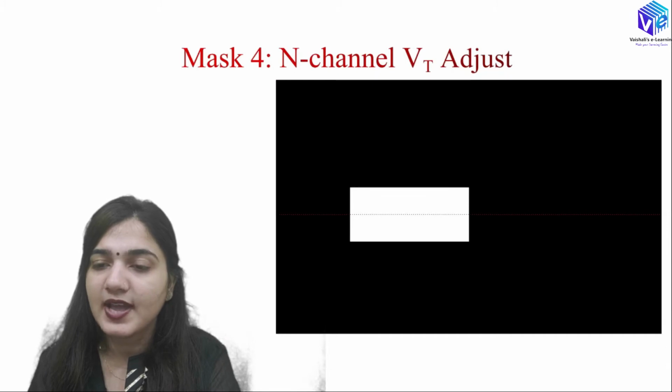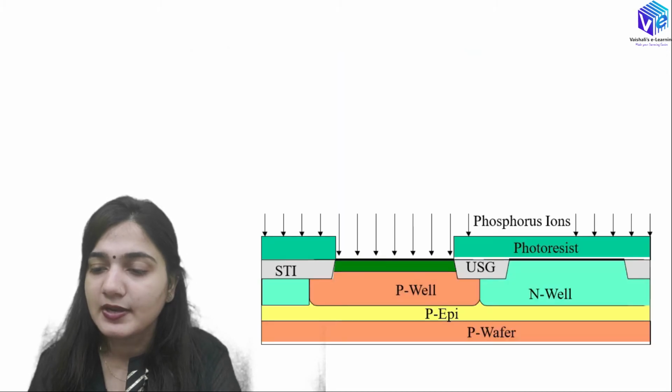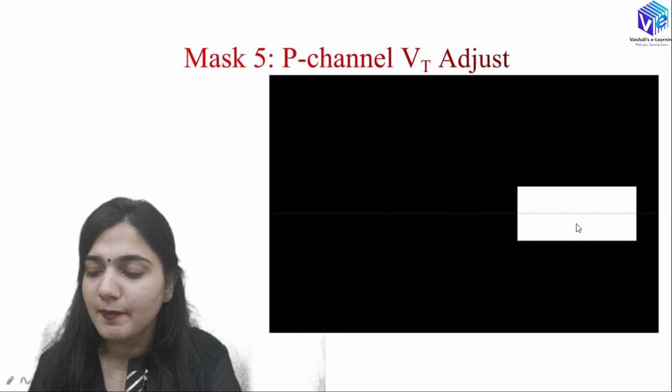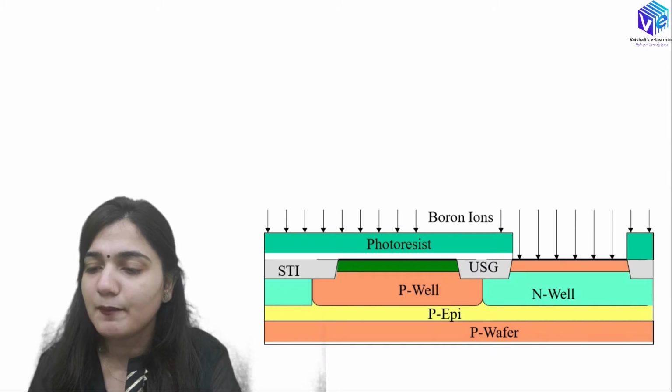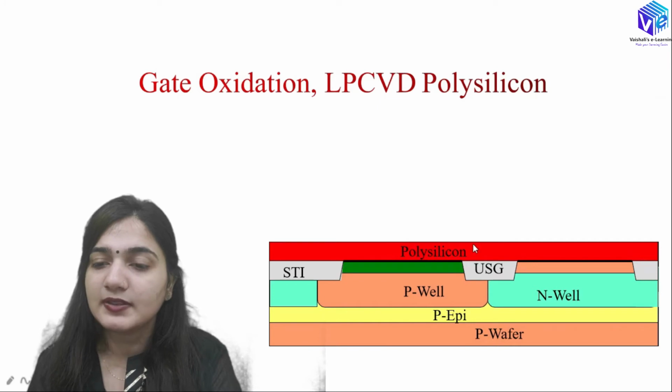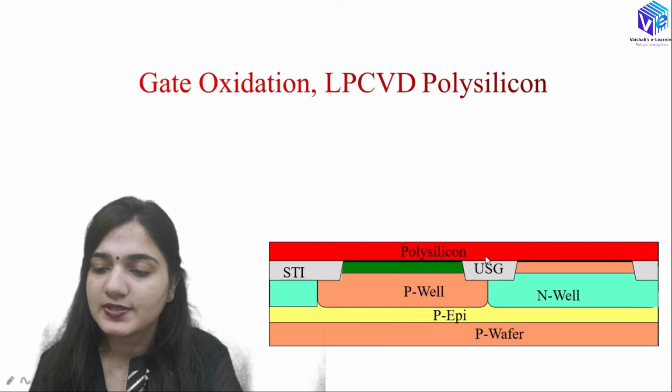After that we can have the N-channel threshold voltage adjustment implantation. So here we will be using the mask for it, and after that we will be using the phosphorus ions to implant the phosphorus in the p-well, right? So after that we will be having the p-channel VT adjustment implantation. Again I will be using a mask, and here I will be implanting with the boron, right? And after that we will be having the gate oxidation, and here I will be having a very thin gate oxide layer. Over that we will be having the low pressure chemical vapor deposition of the polysilicon layer.